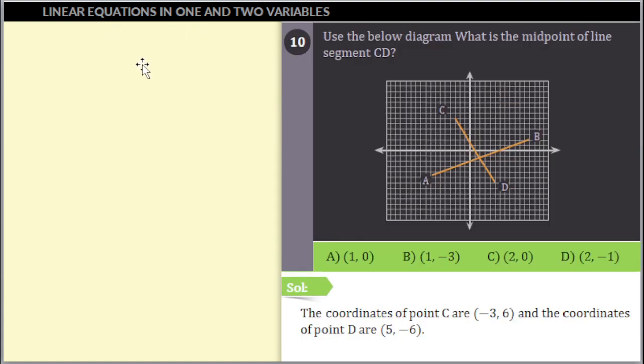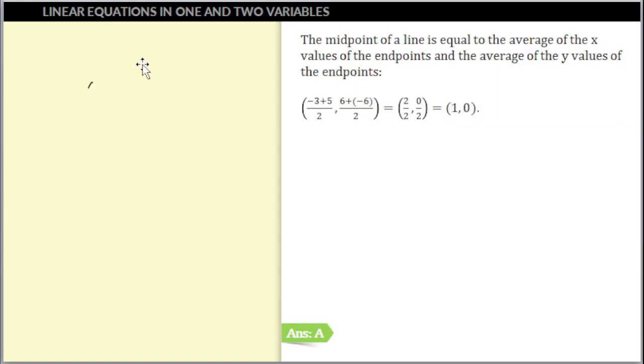Again, this is the same question. We have to find the midpoint for CD. You have to do it by yourself. That will come out as the answer shown here. Try it by yourself, then you can check the answer. Thank you.